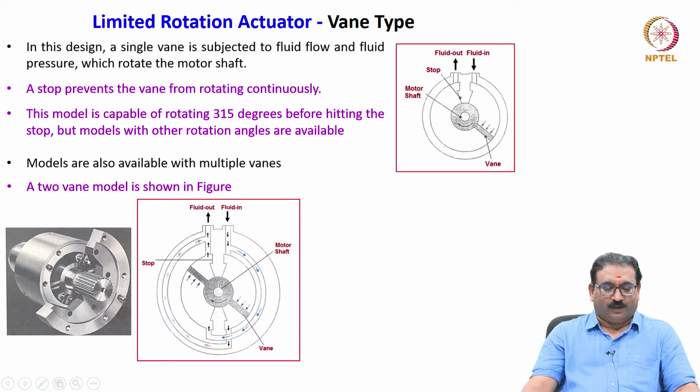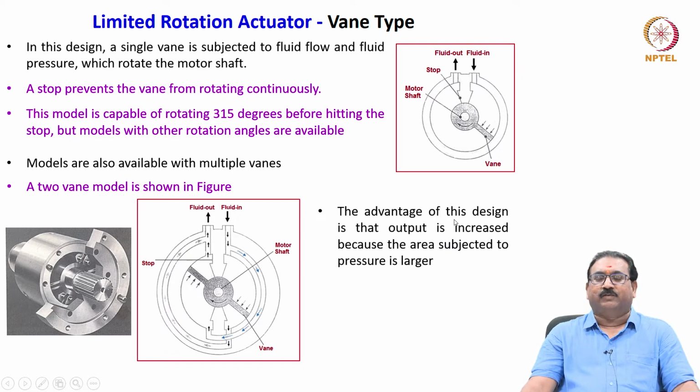Here I have shown the two vane model. You will see the two vanes, the motor shaft, and again here is the stop. The fluid enters here, please see friends how it is acting on this side, then it will start rotating, then whatever fluid is there will go out. If you want the reverse direction, send the flow here, then it will enter on this side, then the fluid will go to the outlet.